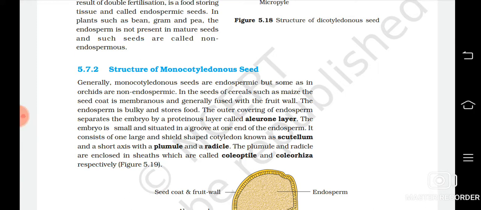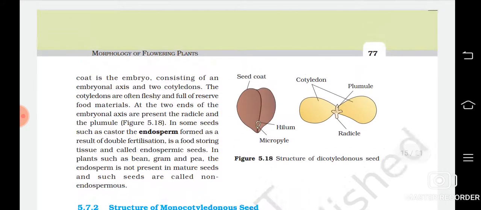And if it is not left out, that is, it is fully converted in the development of the embryo. What are the parts of the embryo? Plumule, radicle, cotyledons, etc. Understood? So if the endosperm is fully utilized, no endosperm will be left out. That kind of seeds are known as non-endospermous seeds, and most of the dicot seeds are non-endospermous seeds. And there are exceptions like castor. Even though it is a dicot seed, it has endosperm. So about the structure of dicot seed, you understood, no?